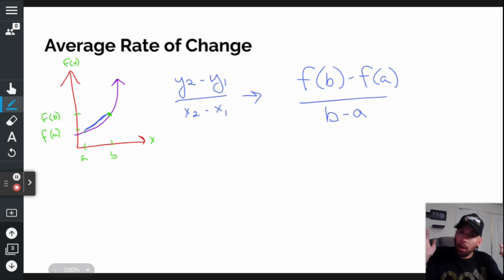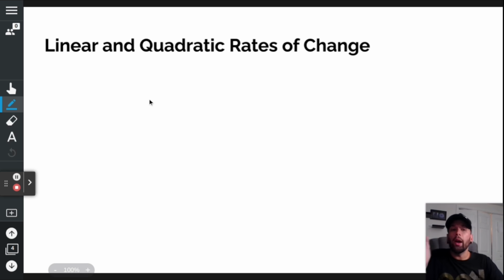And even if I'm not dealing with a curved line, it does the same thing if it's linear. It's just not as useful. All right, let's talk about linear and quadratic rates of change. Now, a linear function, you know what that is. It's a perfectly straight line. A quadratic function is a parabola, which means things change. The patterns are not as exact as they are for linear.